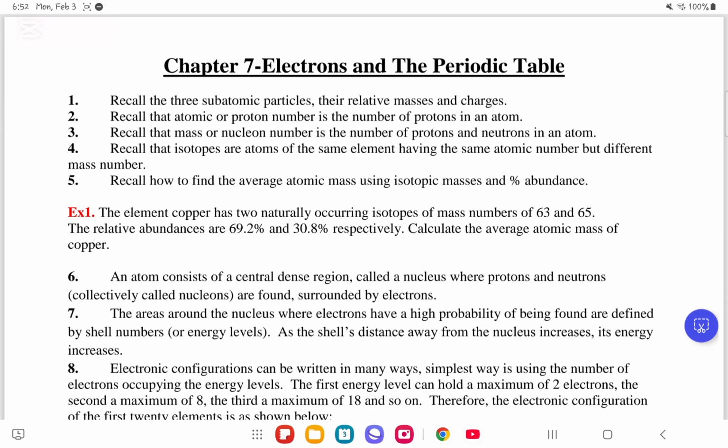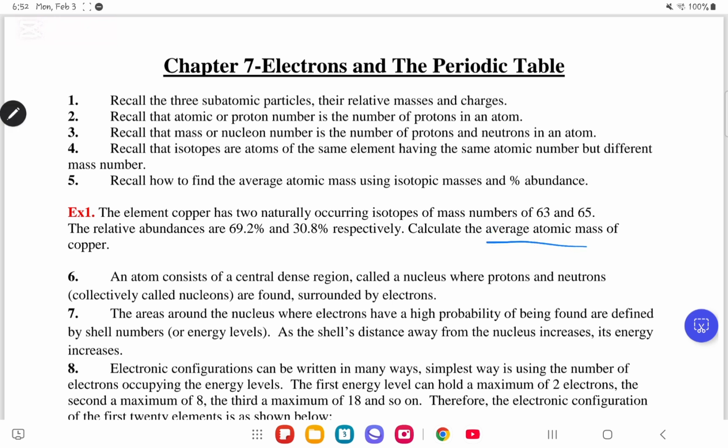The element copper has two naturally occurring isotopes of mass numbers 63 and 65. The relative abundances are 69.2% and 30.8% respectively. They need us to calculate the average atomic mass of copper.